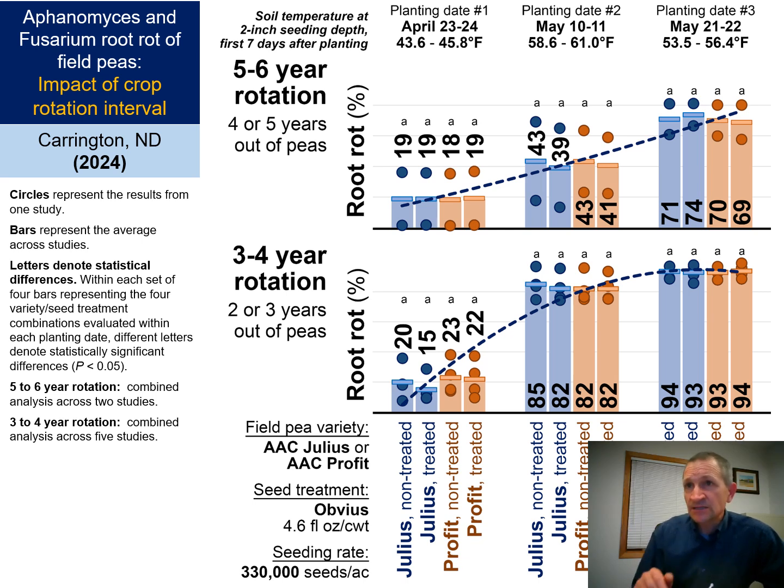You see the exact same story. Essentially, you can get away with that tight crop rotation if you plant at the optimal soil temperature, but if you can't get in at that soil temperature, that tight crop rotation could really hurt you. That's what this suggests.